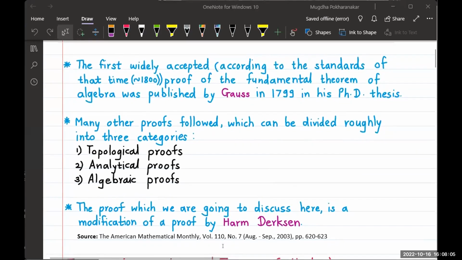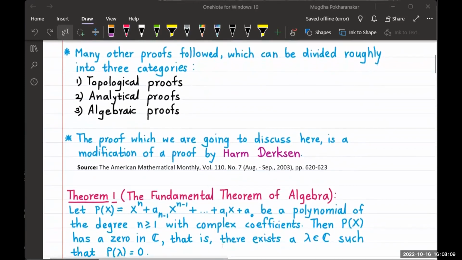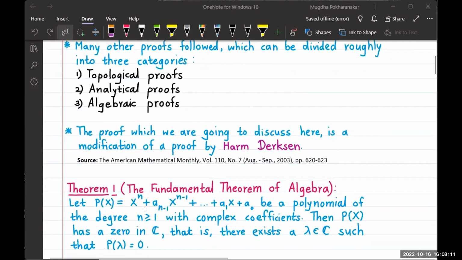Okay, let's first recall what the fundamental theorem of algebra is. It says that if you take any non-constant monic polynomial with complex coefficients, then it has a zero in C. For example, our P(x) is a given polynomial x^n + a_{n-1}x^{n-1} and so on plus a_1x + a_0. Then there exists a lambda in C such that P(lambda) is 0, where all these coefficients are complex.